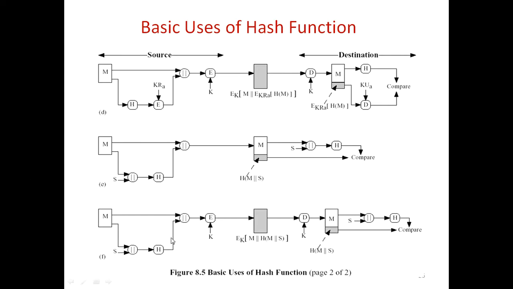Do the reverse decryption, then receive the message. Similarly, the secret value is appended, and the hash function is applied. You will get a hash code, and compare the received hash code with the hash code computed at the receiver side. If both are the same, then authentication is achieved. Otherwise, there is a problem.